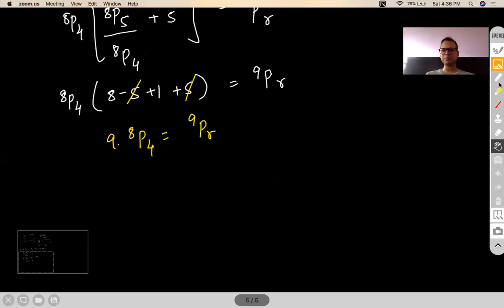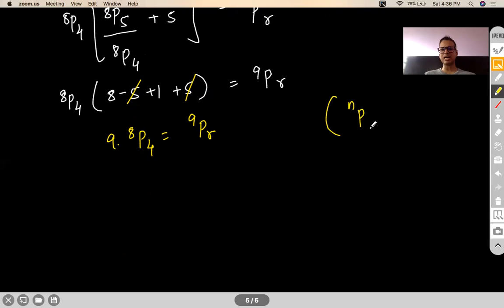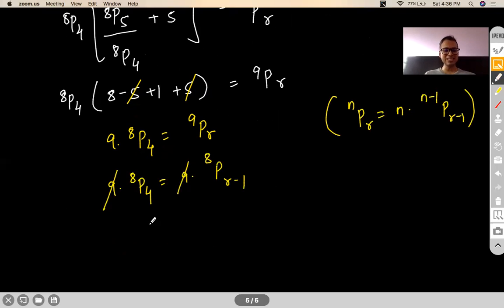Now look at property number 3. I'll write it down. nPr can be written as n times (n minus 1)P(r minus 1). Correct? So what I'll do here is write this 9Pr as 9 times 8P(r minus 1). What does it mean? It means r is 5. Is this clear?